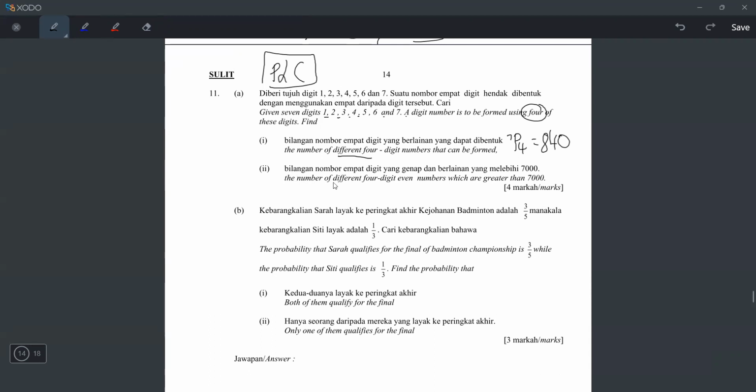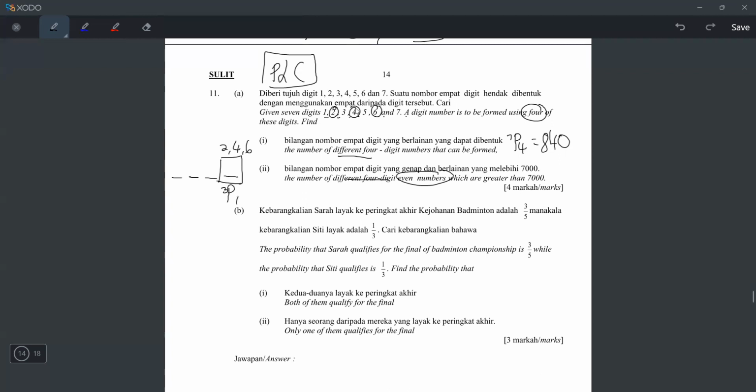Number 2, the number of different 4-digit numbers, but they say even numbers which are greater than 7,000. So we have 7 to choose from, but I'm only choosing 4 to arrange. So 1, 2, 3, 4. But now there is a condition. They say it must be an even number. So it means that this slot can only be filled with 2, 4, 6. Only 2, 4, 6 can go in here. It means that I will write 3P1 here.